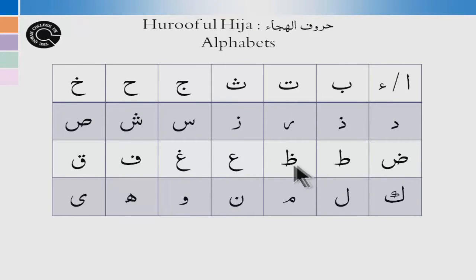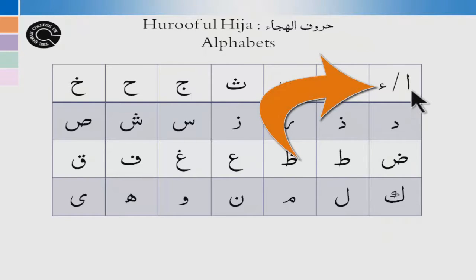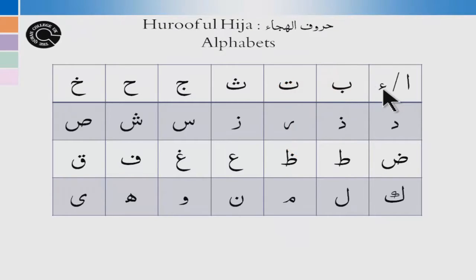As you can see in this table, there are 4 rows and 7 columns. Within the first cell, we have written 2 alphabets together. The reason for that is that the sound of these alphabets is exactly the same. So that's why it's been written over there. Now, an alphabet serves 2 purposes. The first purpose is the name of the alphabet itself, and the second purpose is the sound.